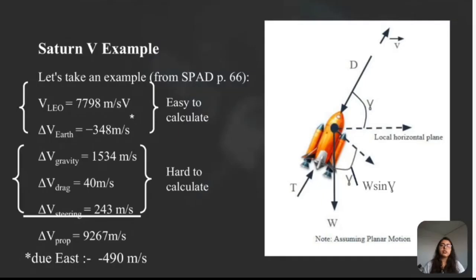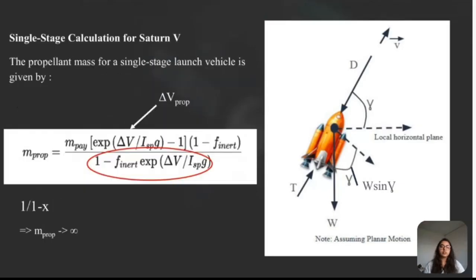The largest contribution is the desired velocity for LEO, which is straightforward to calculate. Gravity, drag, and steering losses are generally estimated via simulations or historical data.